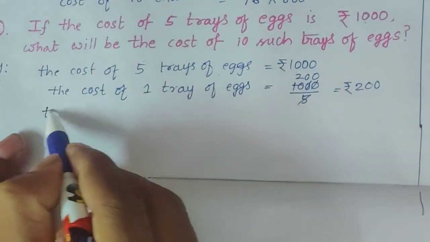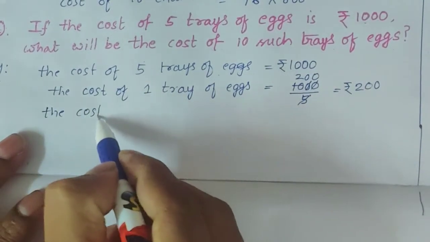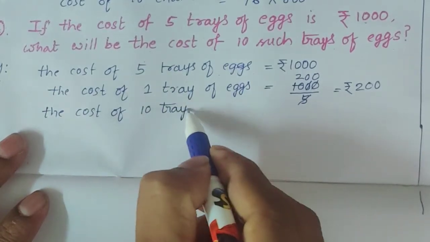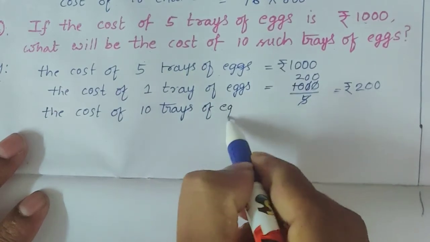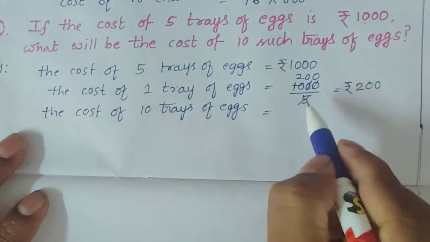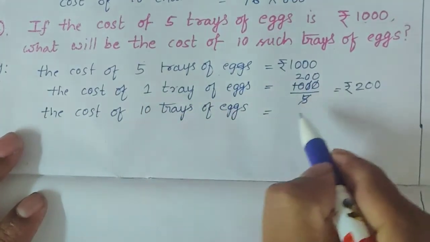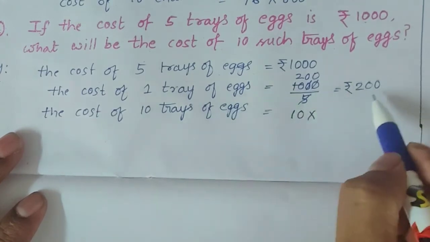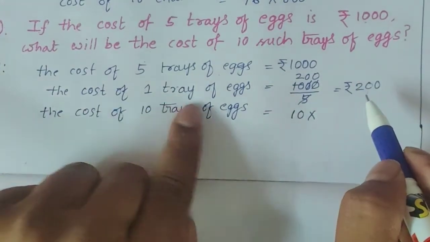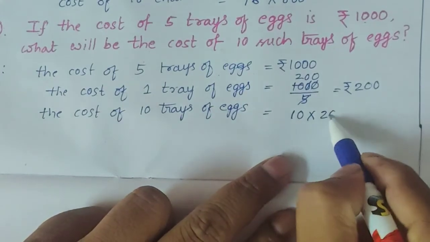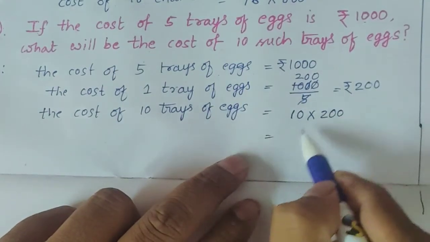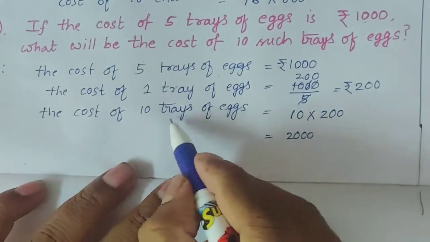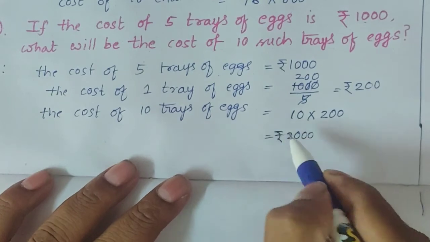Now we can easily find out the cost of 10 trays of eggs. How many trays are they asking for? They're asking for 10 trays, so you need to write 10 into the cost of one tray of eggs, which equals 200. So write 200 here. 10 twos are 20 and 2 zeros, so the cost of 10 trays of eggs will be 2000 rupees.